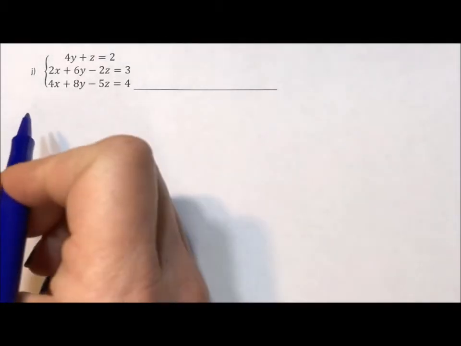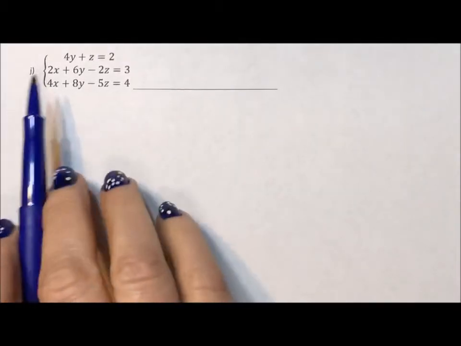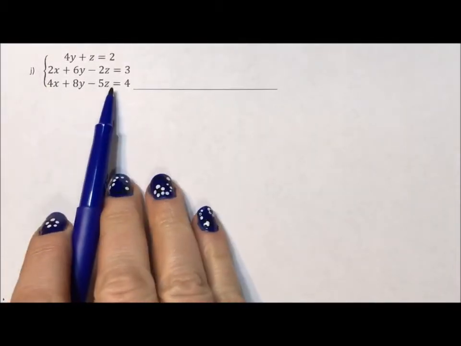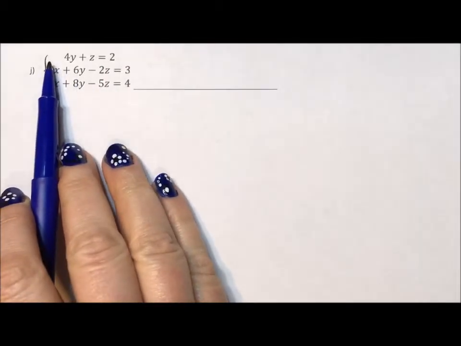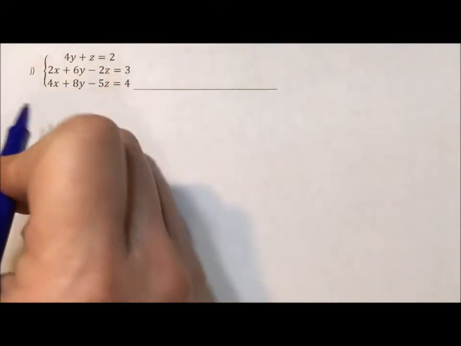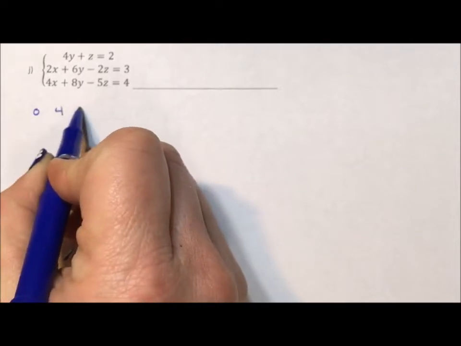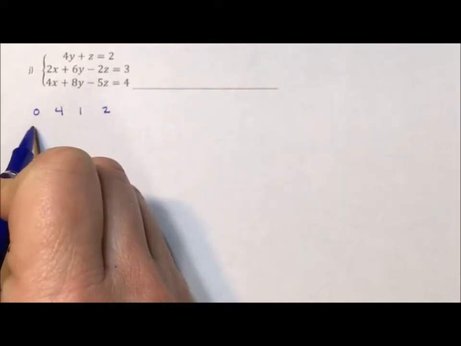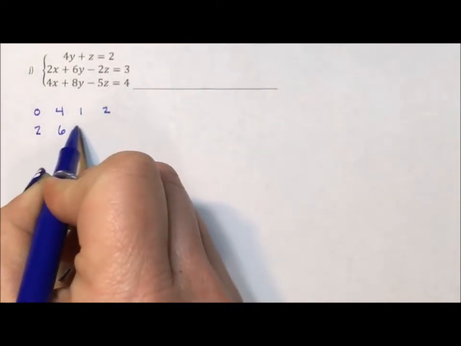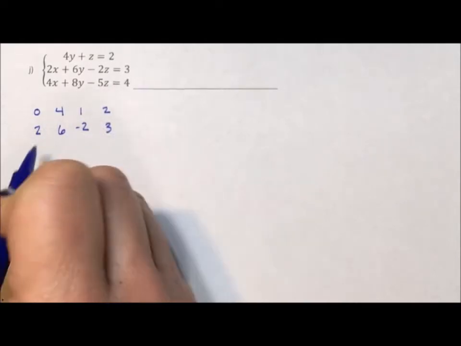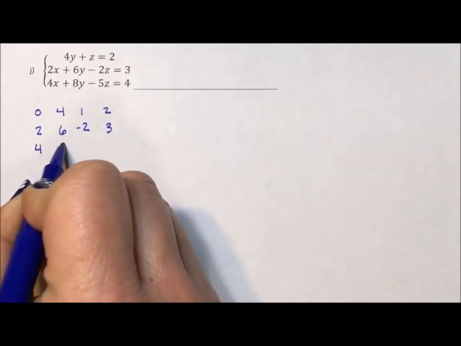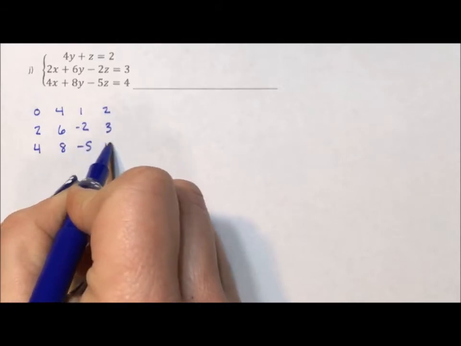Now when I write a matrix, I need to have a column for all of my variables, my x's, my y's, and my z's. My first equation doesn't have an x. That doesn't mean we have a hole in the matrix. It means we use a 0. So my first equation is 0x plus 4y plus 1z equals 2. Then I have 2x plus 6y minus 2z equals 3. And lastly, 4x plus 8y minus 5z equals 4.